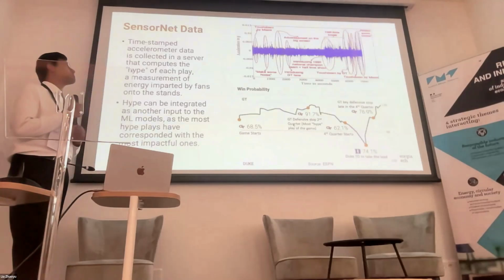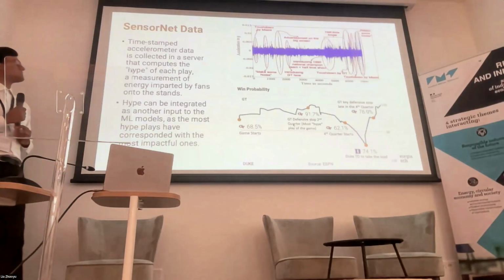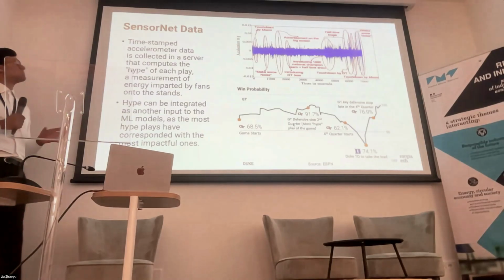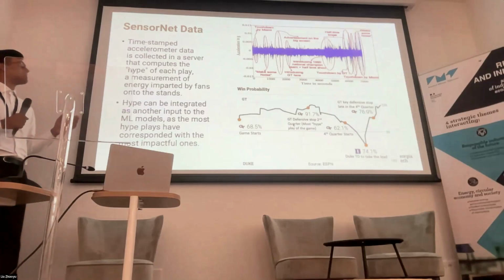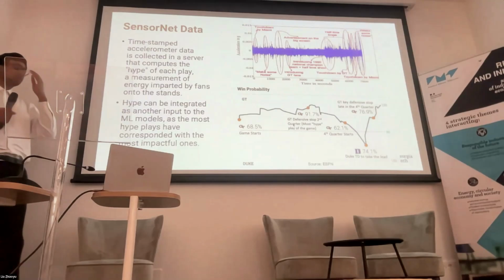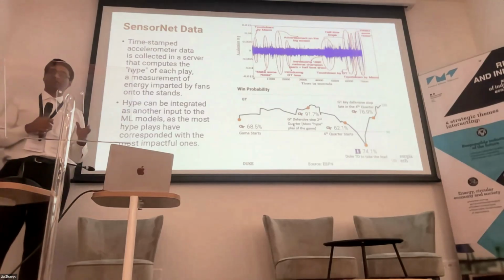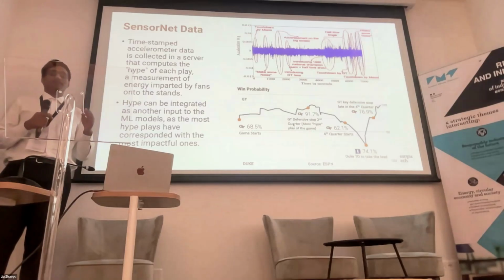Which brings me to another point, which is SensorNet data. This is another part of our research which is going on right now. SensorNet is basically timestamped accelerometer data, which is collected and stored in a server. And this computes the hype of each play, which is the excitement, so to say.